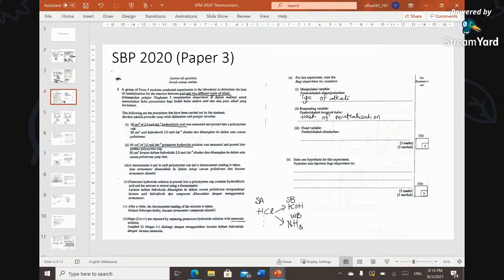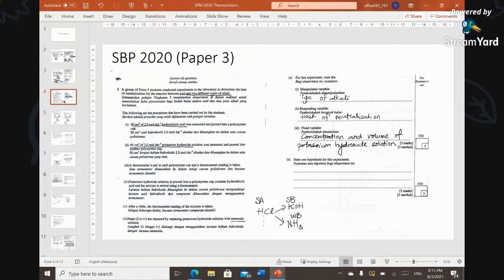Constant variable, what is left constant over here? You can talk about the concentration or the volume of potassium hydroxide solution. So let's say concentration and volume of potassium hydroxide solution. Other than that, you can say polystyrene cup. The polystyrene cup is used for both experiments. So you have mentioned the variables.